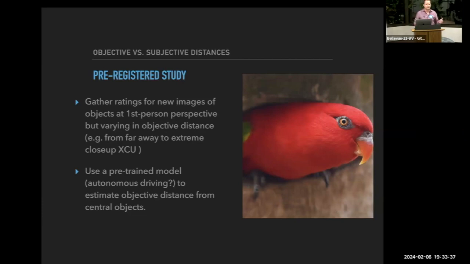So the prediction here is that the relationship between perspective and distance should be tighter for these far to medium-close images, but once you get super close, you see those relationships start to break apart. And I think that would fit in with some of the ways we're thinking about how construal theory works in the mind, essentially. So yeah, that's where we're at.